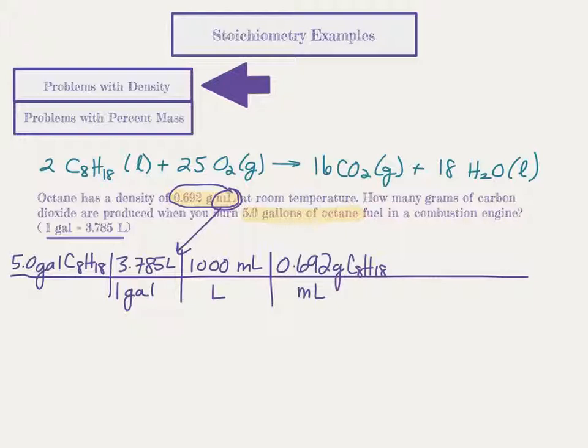Now that my unit is in grams, this question returns to a standard stoichiometry routine. I have grams, go ahead and convert them to moles. I've already seen octane in a problem like this, so I know that my molar mass is 114.206 grams per mole.